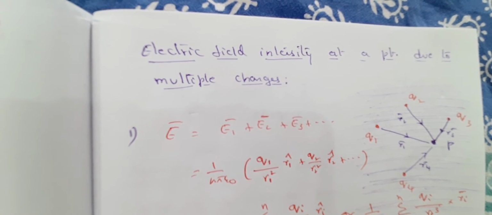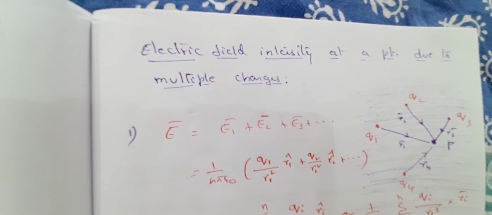Now the next topic is electric field intensity at a point due to multiple charges. As you have seen, for every particular charge Q, there will be a field. Therefore, there will be an influence at a particular point because of the field. So individually, a number of fields will be there, and we are going to find out the net field. It means a number of forces will be acting, and you are finding the net force.